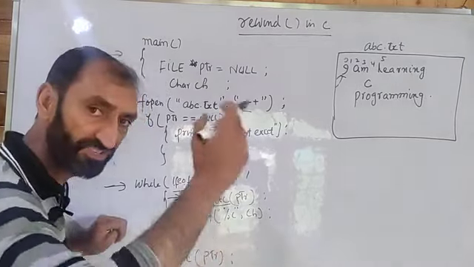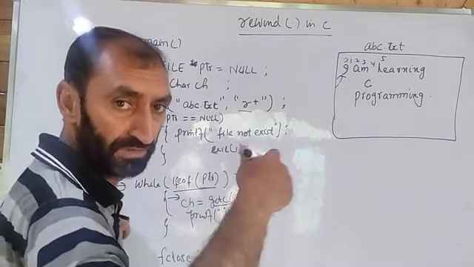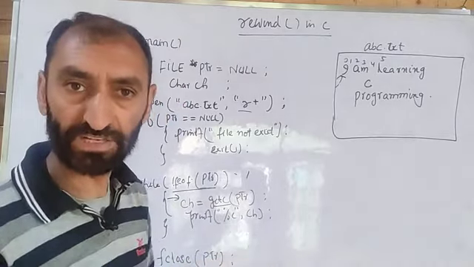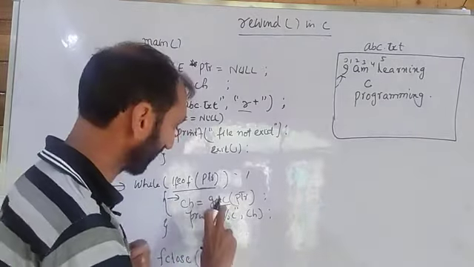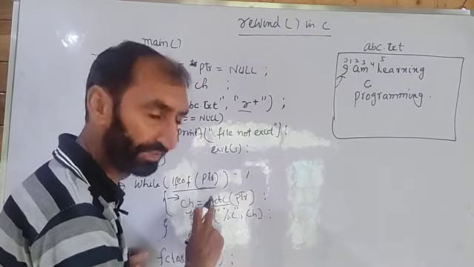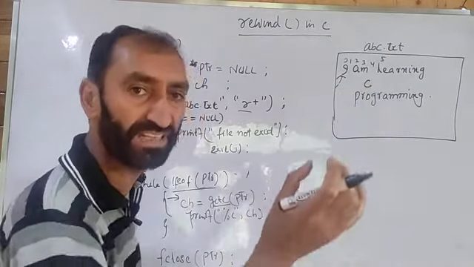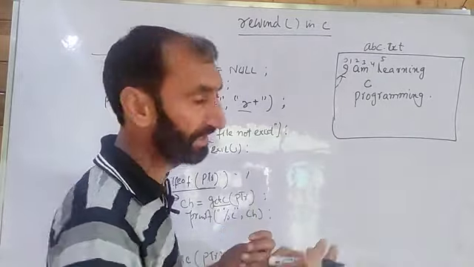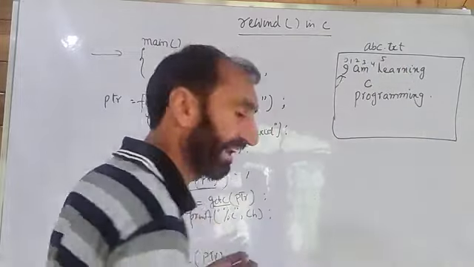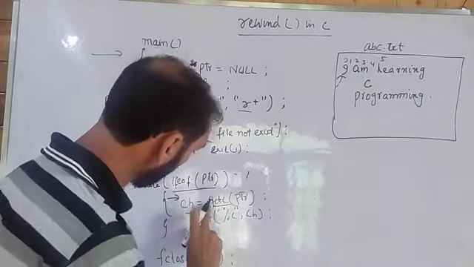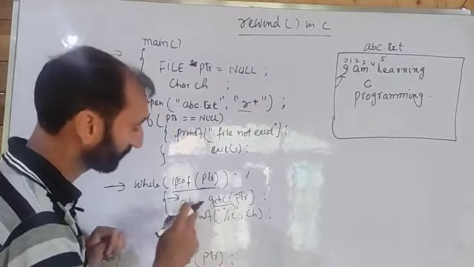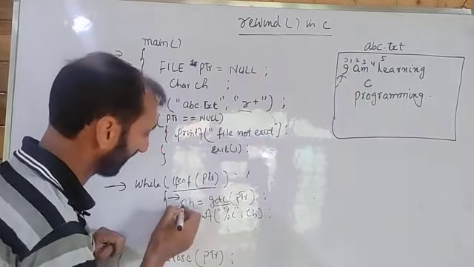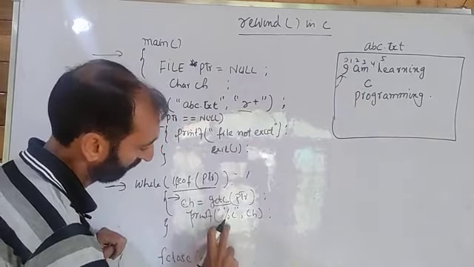We know that the getc function is used to read one character from the file, to read the file character by character. We use getc because it reads a single character at a time. If we want to read a complete string or line, at that time we use the gets function. But here I have used getc. So getc will return the first character, that is I, and that will be stored in ch, and then we will print this ch.